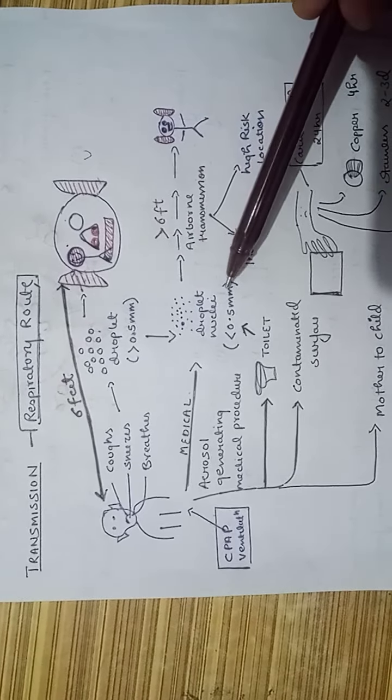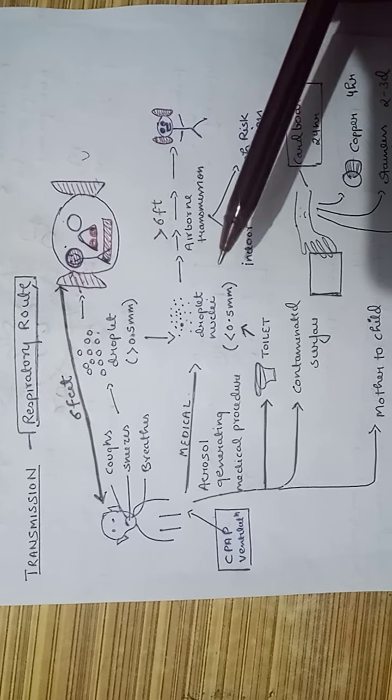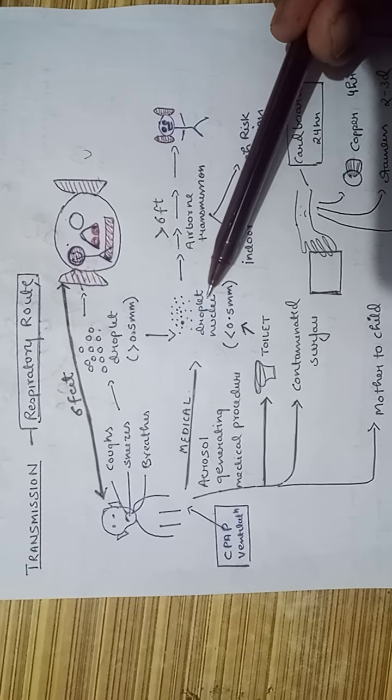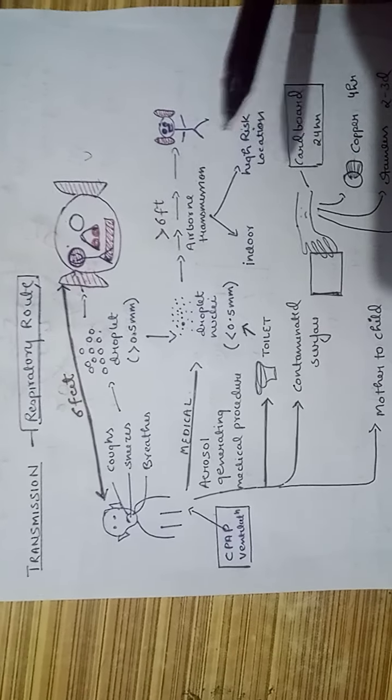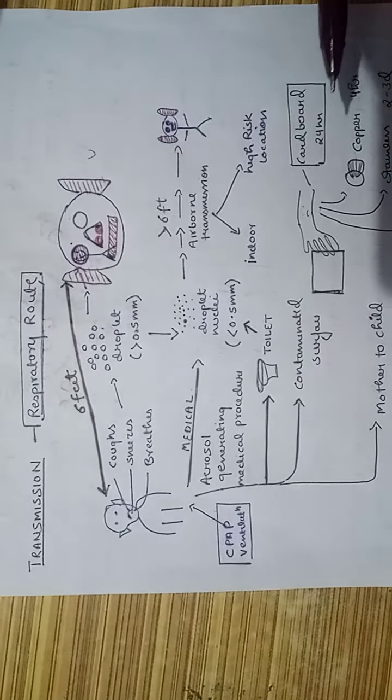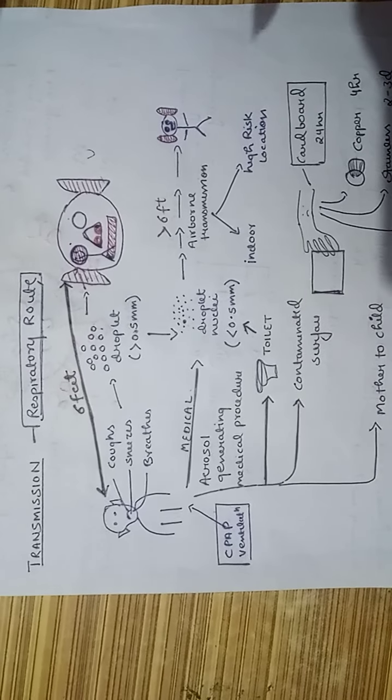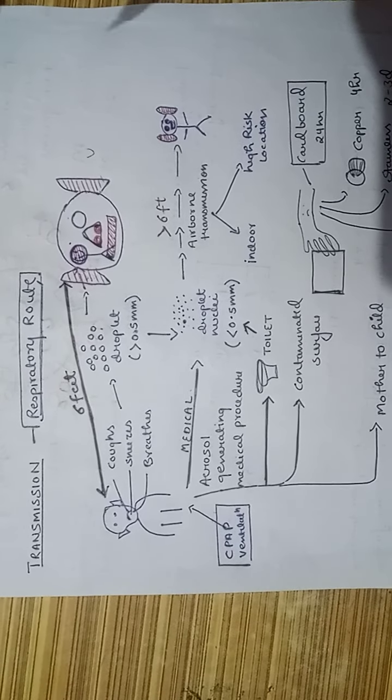These droplet nuclei are less than 0.5 mm in size, and they travel a long distance before settling down on the ground. Means they travel more than a distance of 6 feet, and that is why a mask is also necessary.